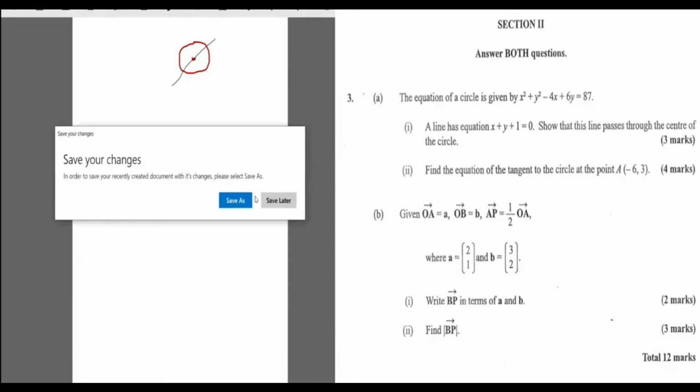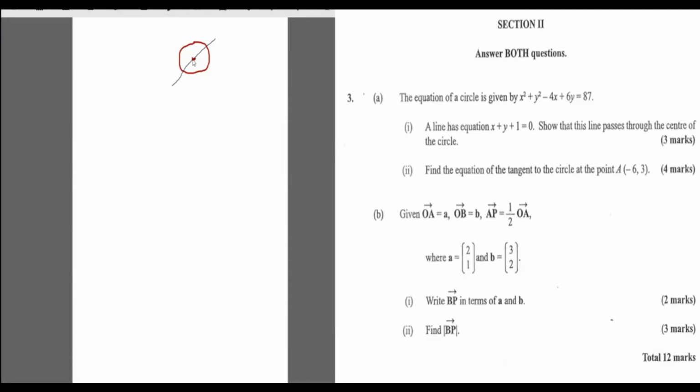So that's one way of showing that the line passes through the center of the circle. We need to show that the center, whatever the center is, will satisfy the equation of the line. All right, so let's do that. First and foremost, I'm going to rewrite this as x squared minus 4x, just grouping the x terms, plus y squared plus 6y, and that's equal to 87.